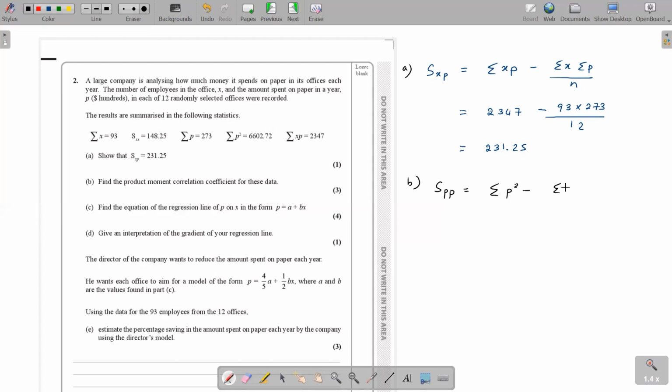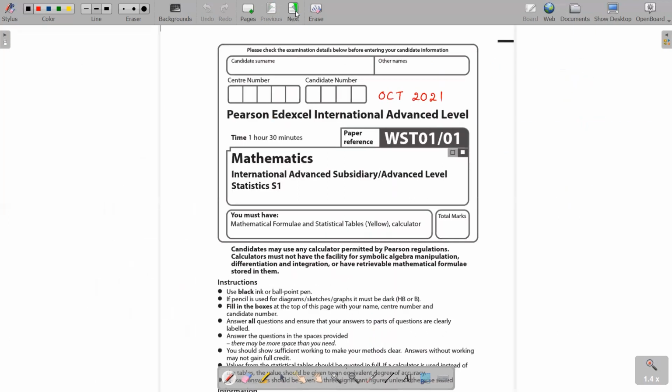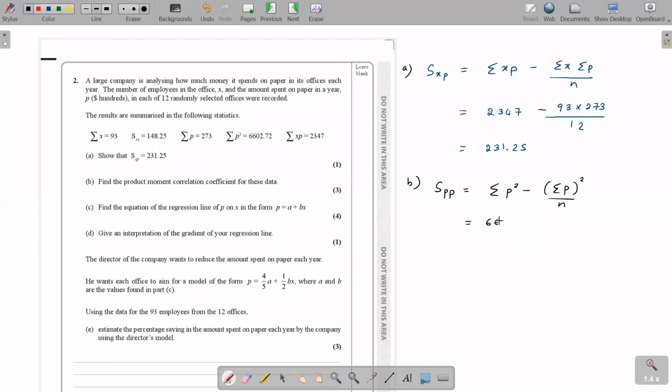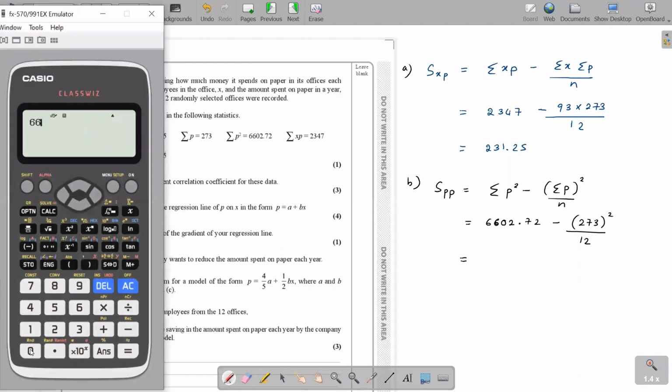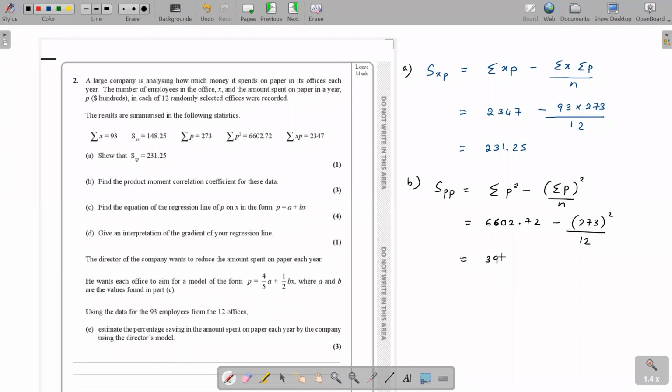Sigma P square minus sigma P whole thing square over N, right? These formulas, you need to have an idea of how to use them. Sigma P square is 6,602.72 minus sigma P, which is 273, square over N. N is 12. Can I have the answer here? 6,602.72 minus 273, there's no need for the bracket here, square over 12. SPP is 391.97.